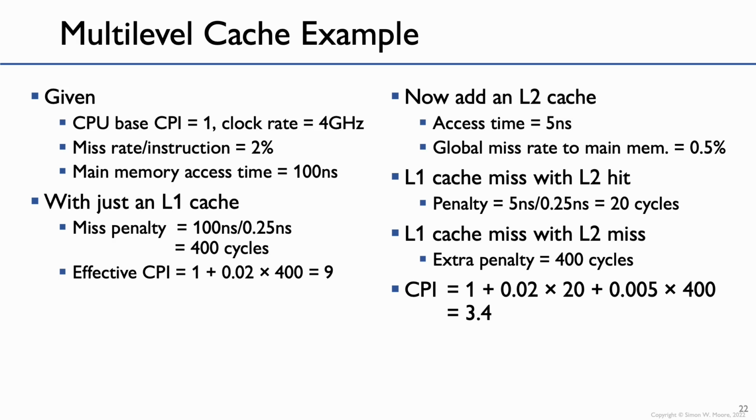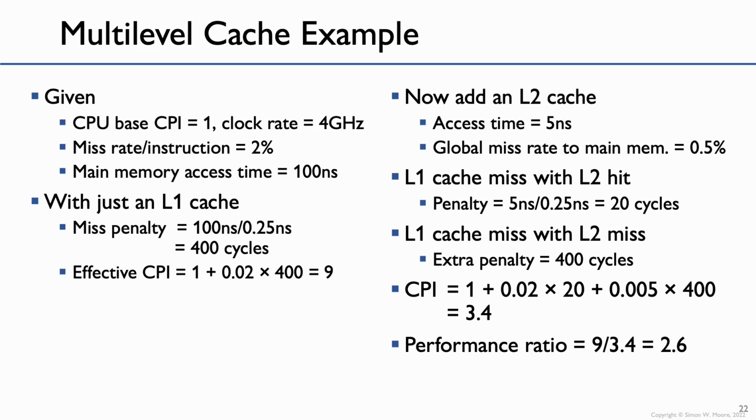Otherwise, if we miss in the L2, then we've got to go and fetch data from main memory, and that's only a 0.5% chance, but it's 400 cycles. So that improves the CPI to 3.4 and improves performance significantly. However, we should bear in mind the CPI of 3.4 is still pretty awful.